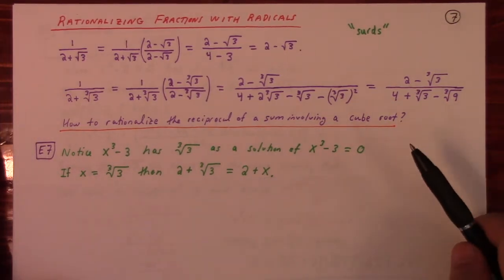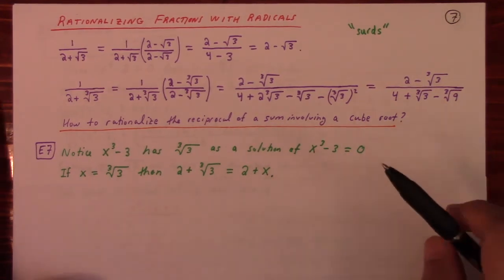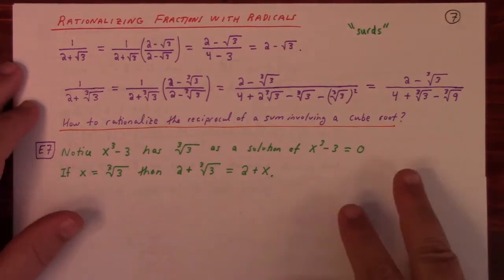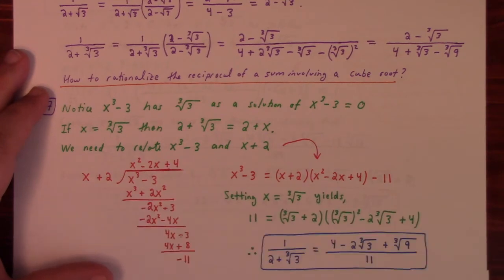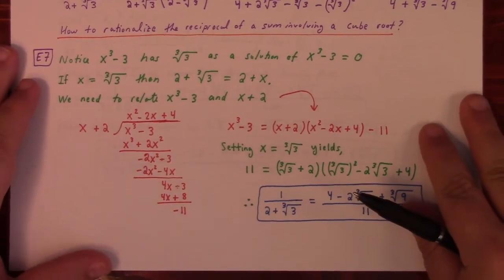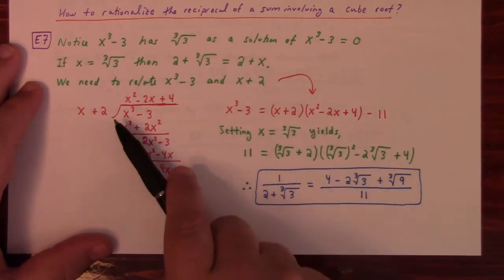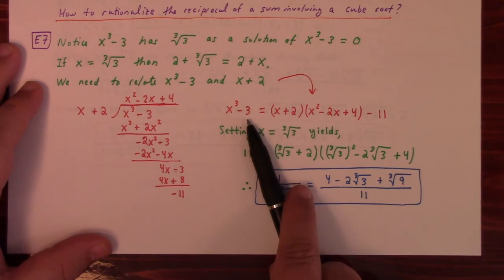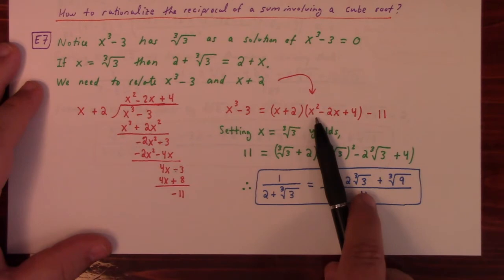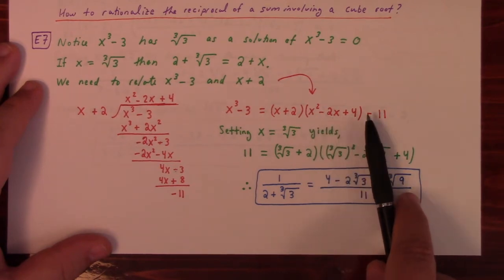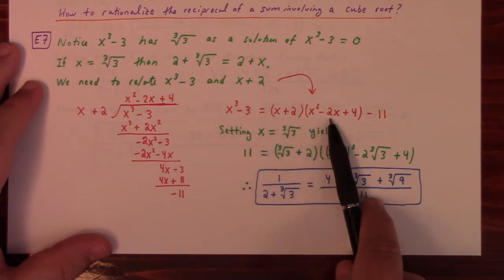And so what to try? Well, what if we divide x cubed minus 3 by x plus 2? What happens then? What does that reveal? It reveals much. See, because what happens when you do that calculation, I'll show you up here, is that we get that x cubed minus 3 is equal to x plus 2 times the quotient x squared minus 2x plus 4, minus 11.